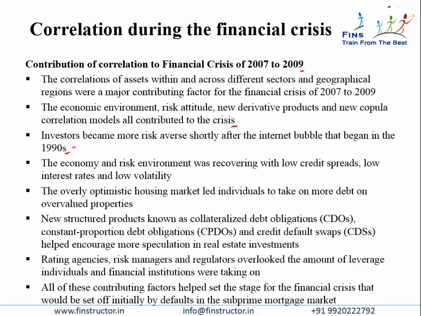So in the late 1990s, 2001 was the internet bubble. The economy and the risk environment was recovering with low credit spreads, low interest rates, low volatility. So people were risk averse, people were invested in bonds, and credit spreads were relatively lower. The overly optimistic housing market led individuals to take on more debt and buy overvalued properties by using that debt.